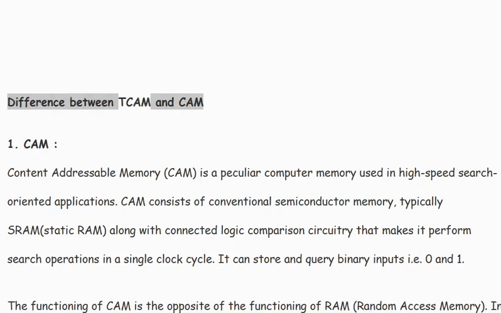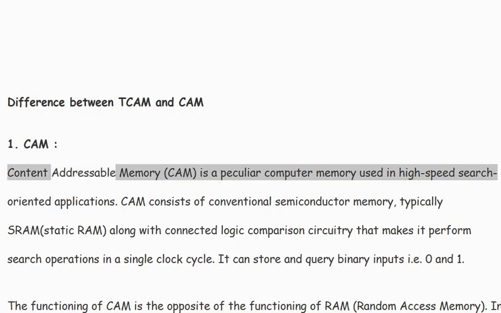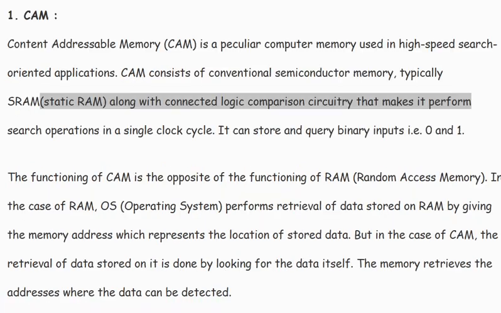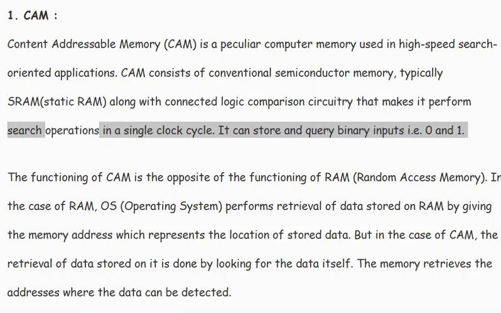Difference between TCAM and CAM. 1. CAM, Content Addressable Memory. CAM is a peculiar computer memory used in high-speed search-oriented applications. CAM consists of conventional semiconductor memory, typically SRAM, static RAM, along with connected logic comparison circuitry that makes it perform search operations in a single clock cycle.